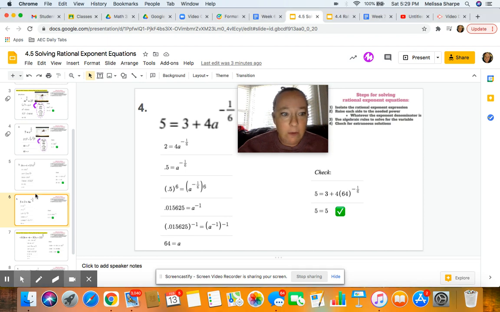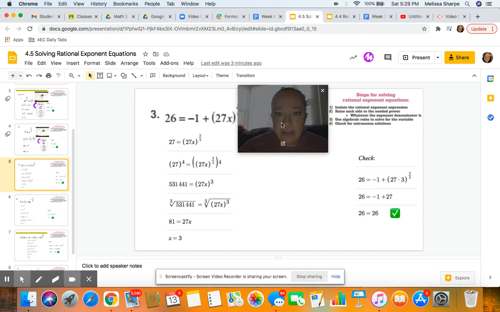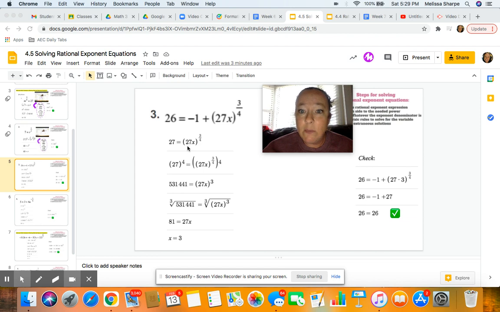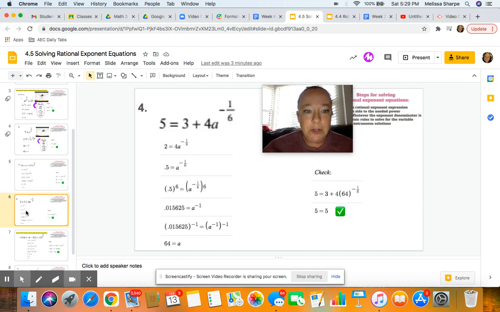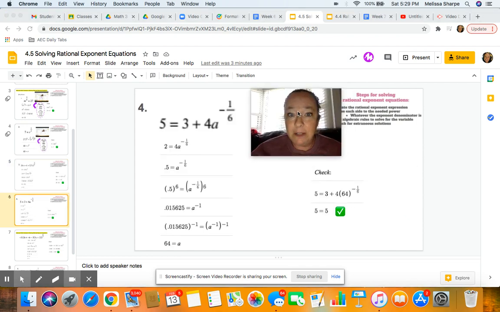Okay, now you may wonder, well, we didn't divide by 27 here. No, we didn't because the 27 was inside the parenthesis. So when I had this parenthesis isolated, that was what I needed. But this one that we're doing, the 4 is not inside of the parenthesis. The exponent is only going to the a.